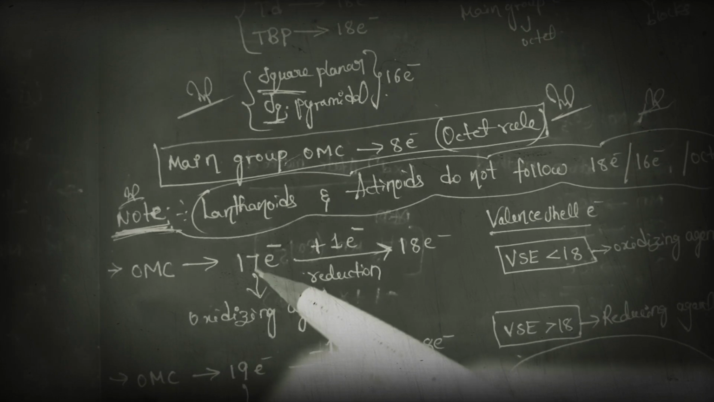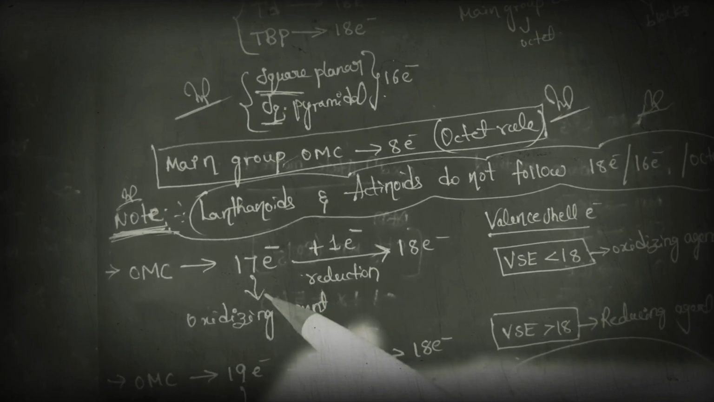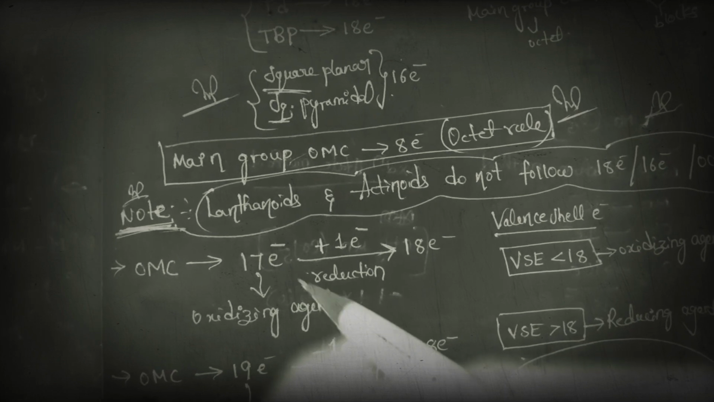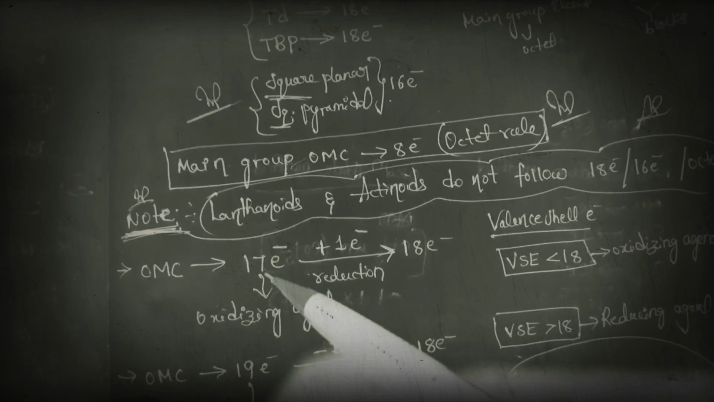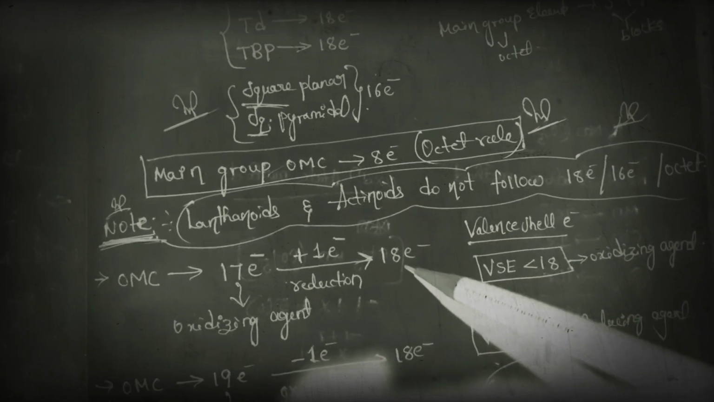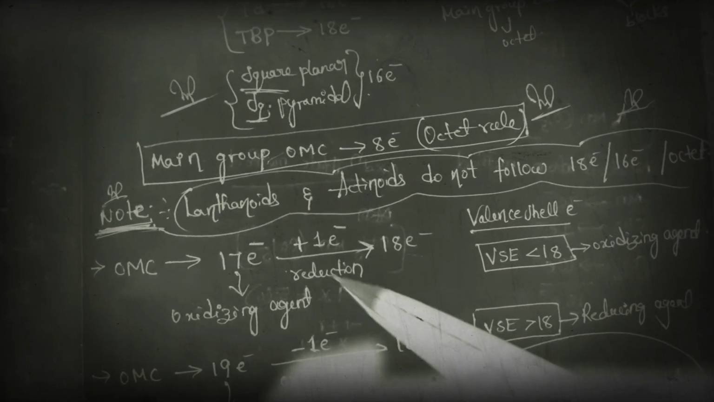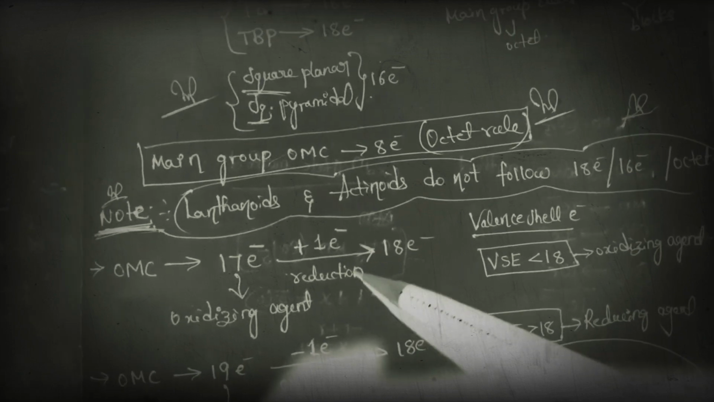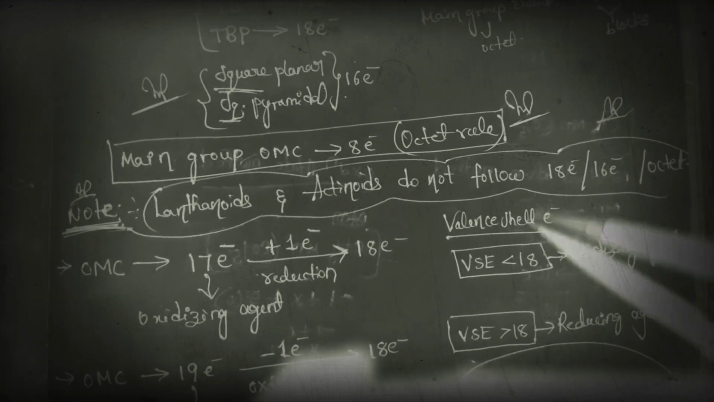We know that here it is taking one electron, meaning it is reducing itself. Since it is reducing, it is oxidizing others. So we can say that this is an oxidizing agent. So from this we can tell this.